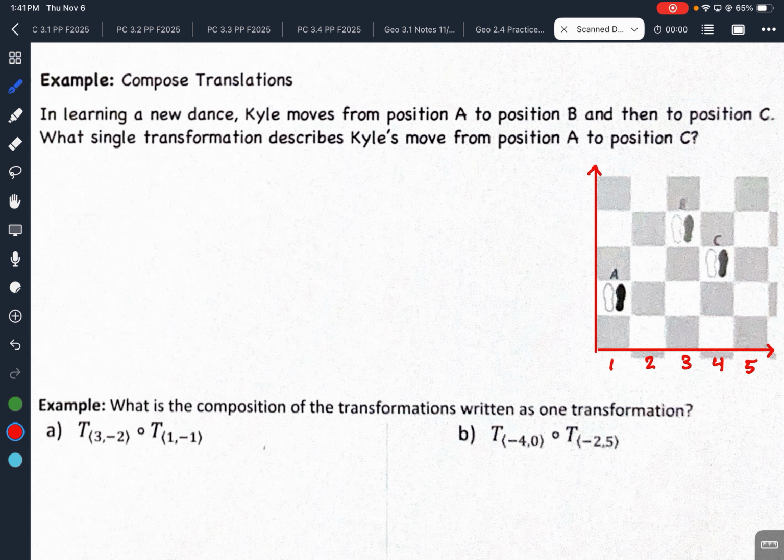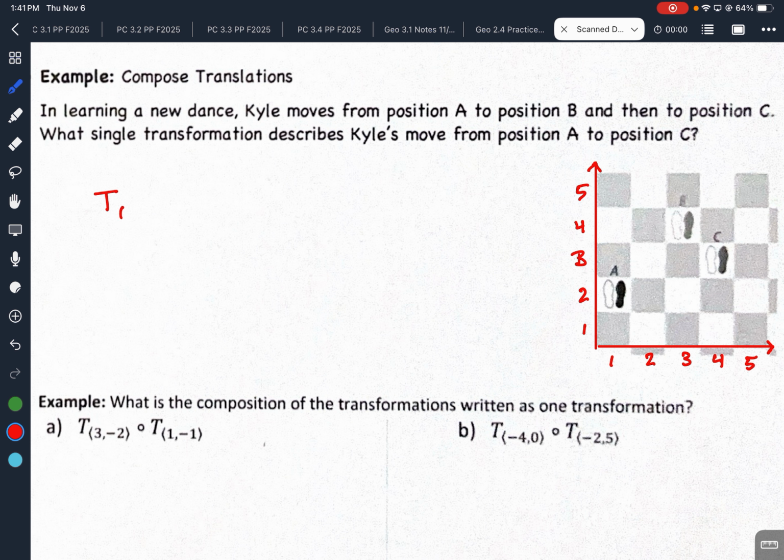Everyone following so far? Okay, so we have a 5x5 grid, and we have to tell somebody how to move. We're going to tell Kyle how to move. So we're not going to do any reflections because the feet aren't switched, are they? If the feet were switched, would it be a reflection? Yeah, because they have the right foot, left foot. So we're going to have a composition of a translation of Kyle.